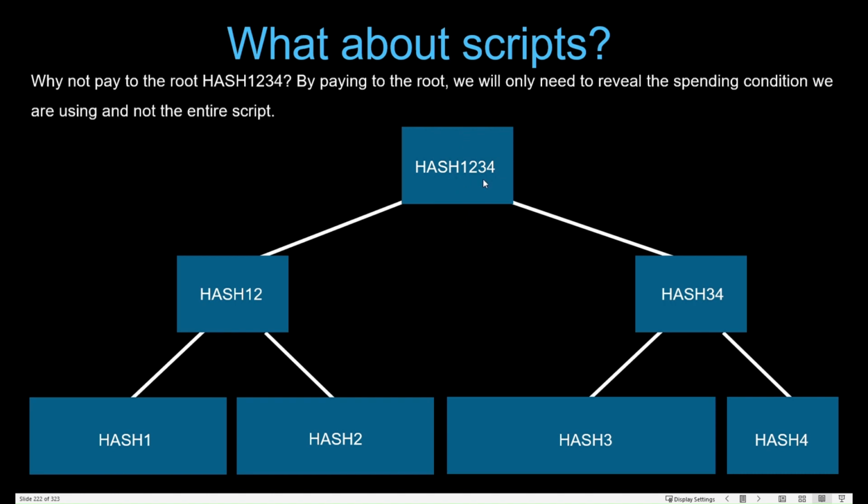So why not? If we actually paid to the root of a tree like this, then the advantage would be that we only need to reveal the spending condition we're using and not the entire script the way it is now on Bitcoin.